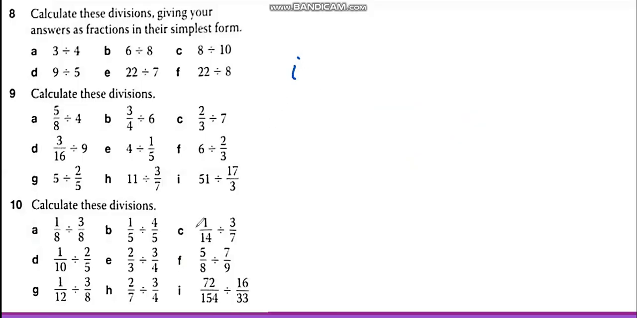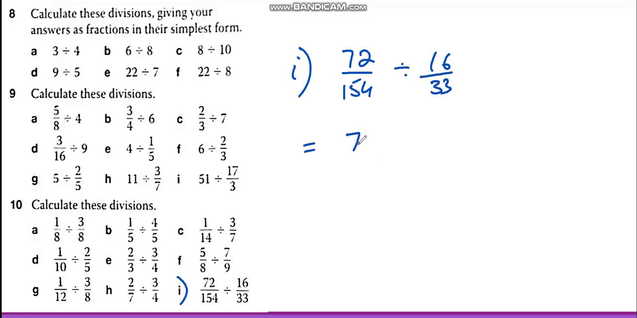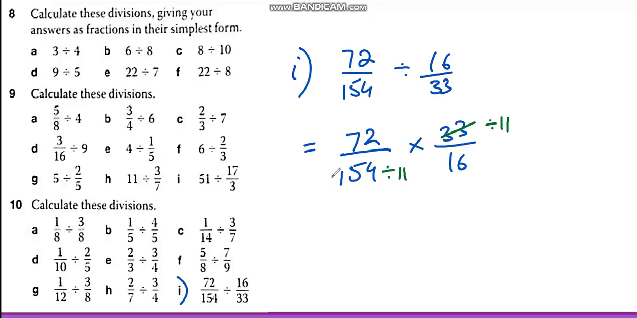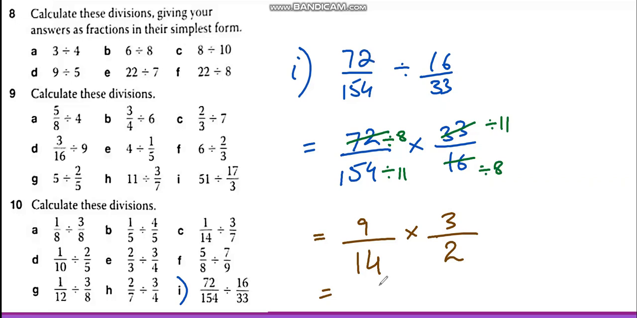Let's do I part, which is 72/154 divided by 16/33. Let's keep, chain, flip. Now we can divide 154 and 33 by 11, because this is the highest common factor of 33 and 154. And also we can divide 72 and 16 by 8, because 8 is the highest common factor of these numbers. So after division, we will get 9/14 times 3/2. Now we can finalize our solution by multiplying, like 9 times 3 is 27 and 14 times 2 is 28. So this is our final answer.